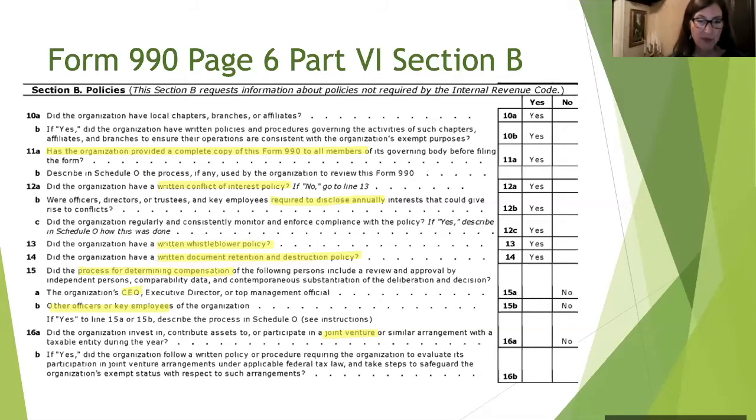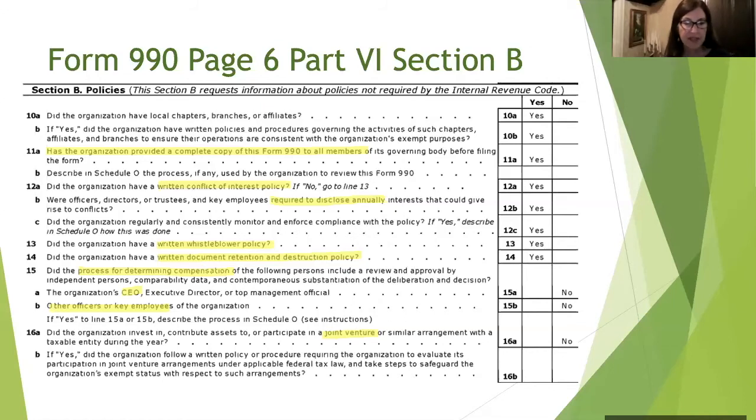Then number 14, do you have a written document retention and destruction policy? Here again, this is probably the policy that's the absolute hardest. It's easy to do the retention part. The destruction part is hard because making people get rid of their emails is going to be part of it. And that's difficult. But I strongly encourage you to do this, because if you're ever in a lawsuit and you have not destroyed those documents, they can be subpoenaed. And I've been in organizations where it happened, so.